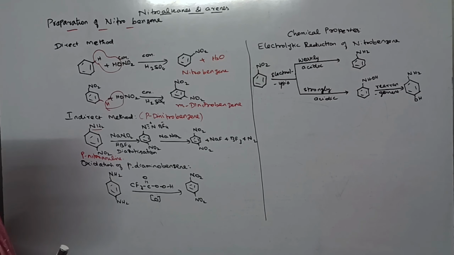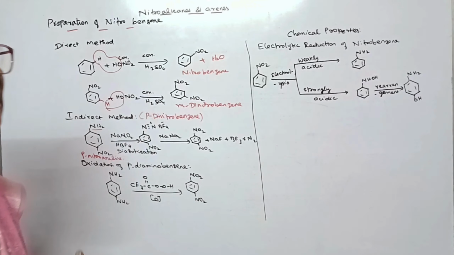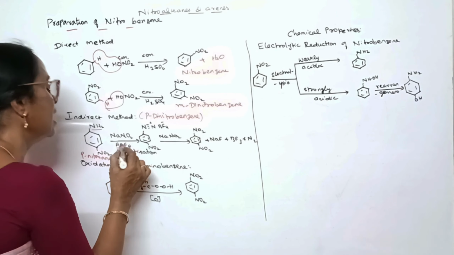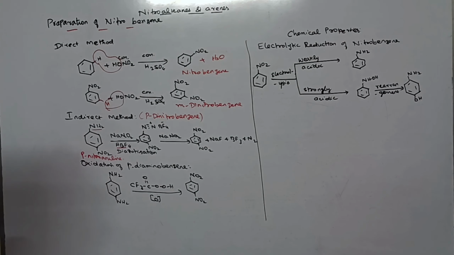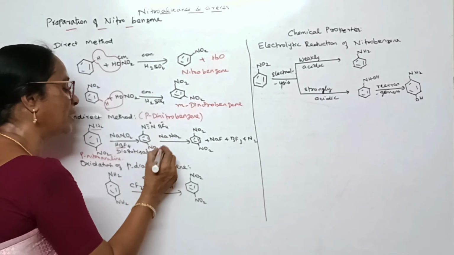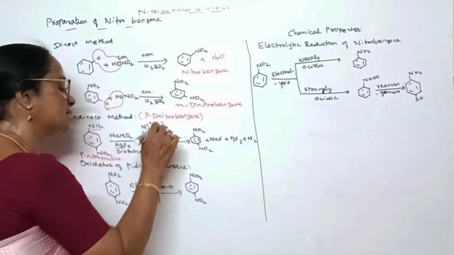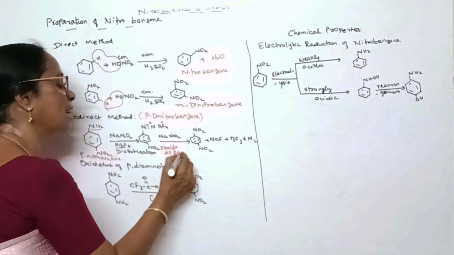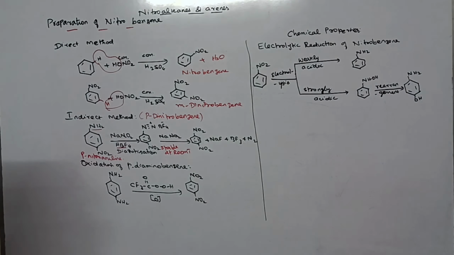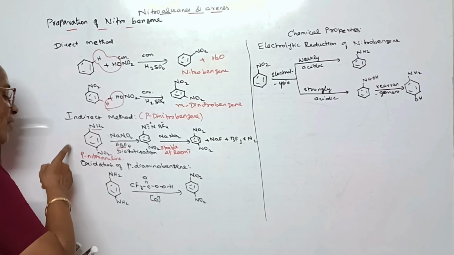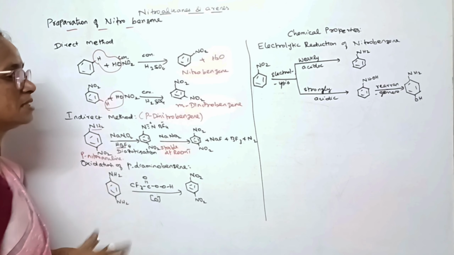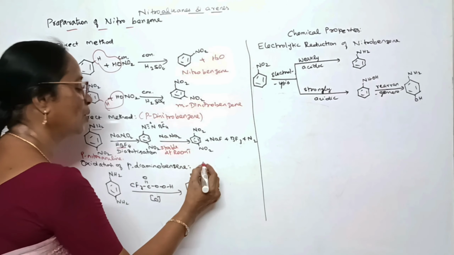First of all, the amine group is diazotized. Usually, diazotization takes place in the presence of sodium nitrite and HCl. Here, instead of HCl, we have taken HBF4, fluoroboric acid. This complex is stable at room temperature. The fluoro derivative is stable at room temperature and hence we do not mention the temperature as 273 to 278 Kelvin.